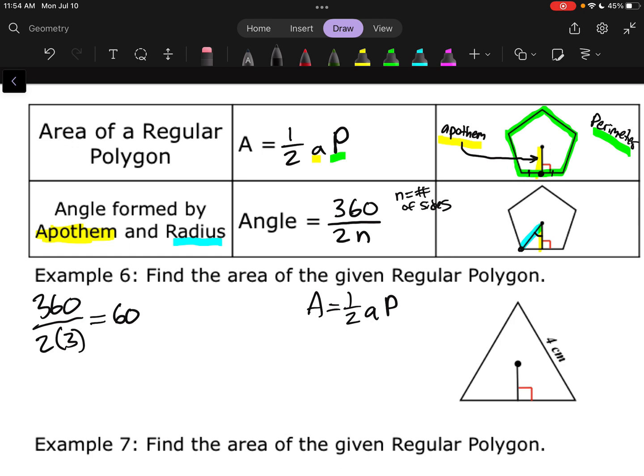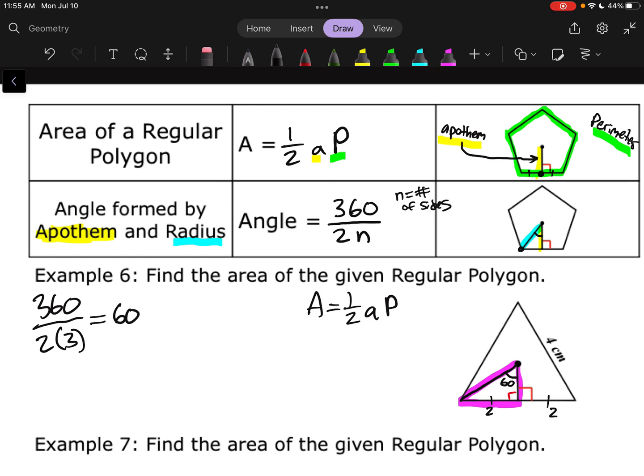So what does that mean? That means that if I draw in the radius, this little angle right there is 60 degrees. And that's going to be really helpful because now we've got ourselves a little 30, 60, 90 triangle. This little triangle right in here is now a 30, 60, 90 triangle. We also know that the apothem splits the bottom side in half, so if the whole base of the triangle is 4, then each piece is 2 and 2.